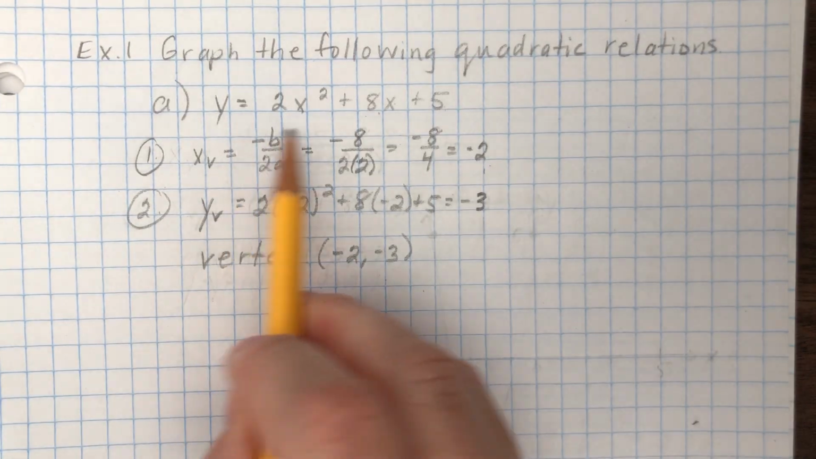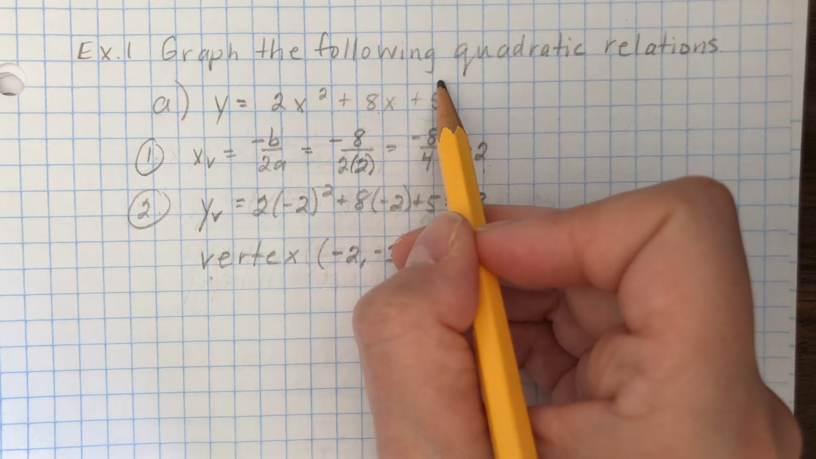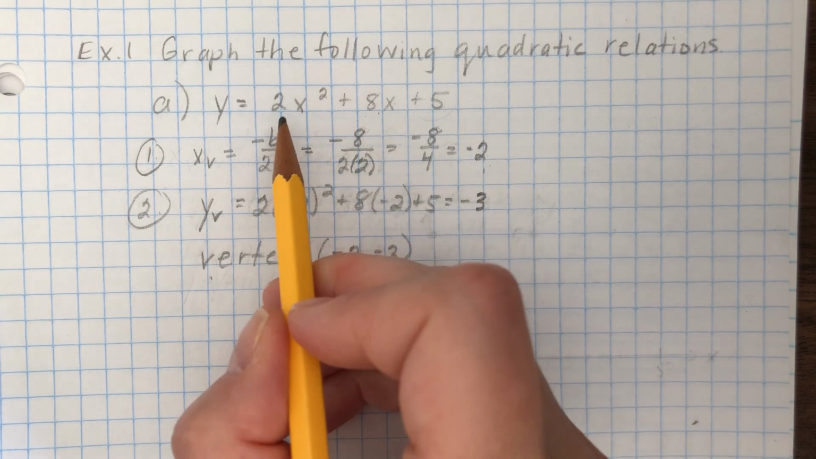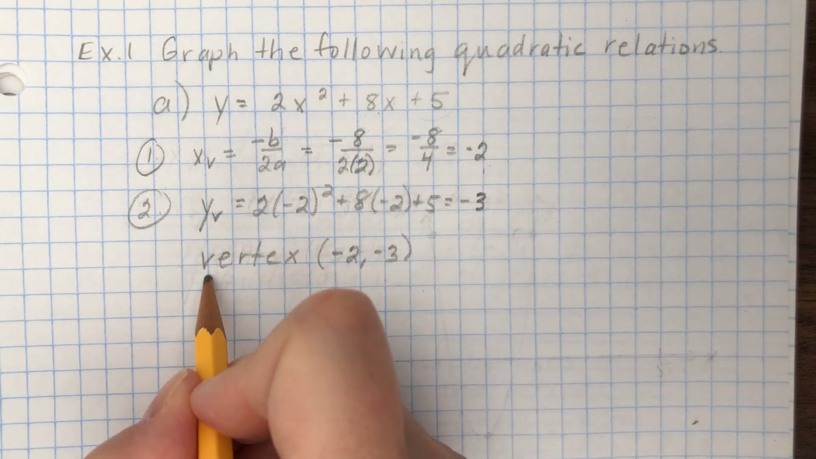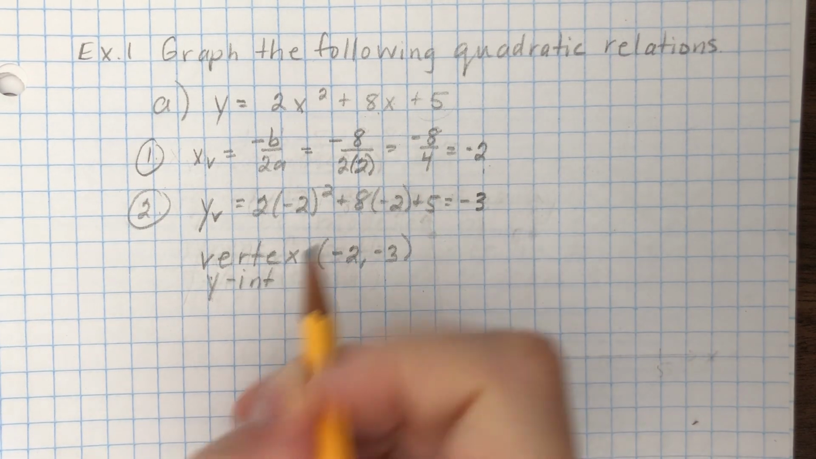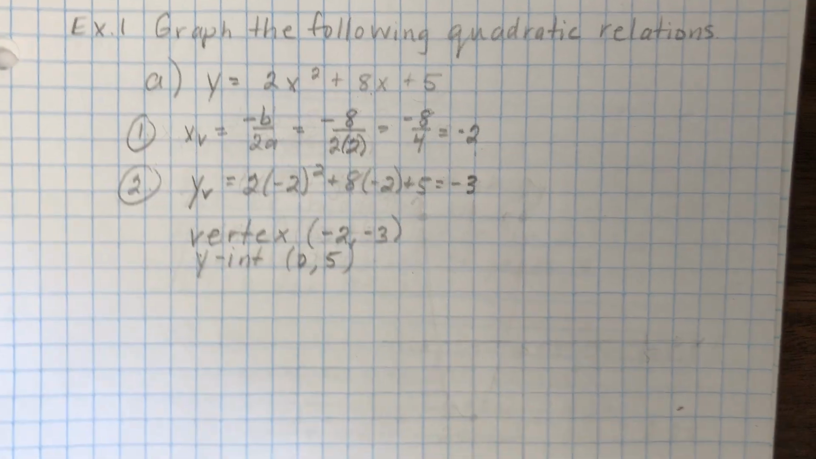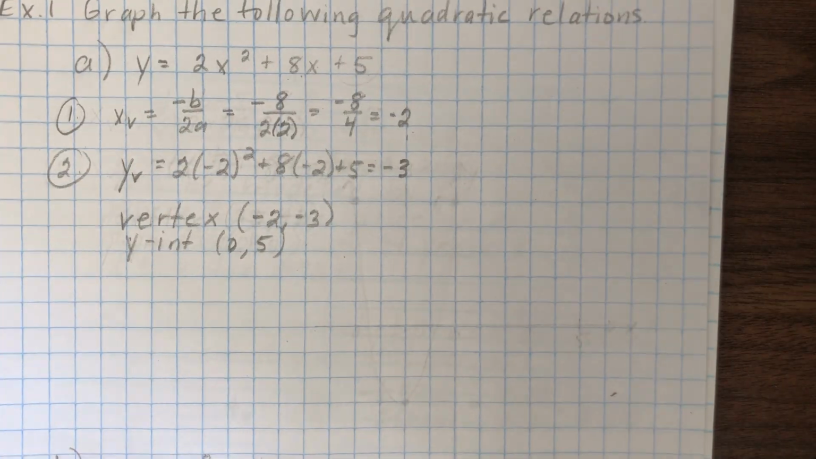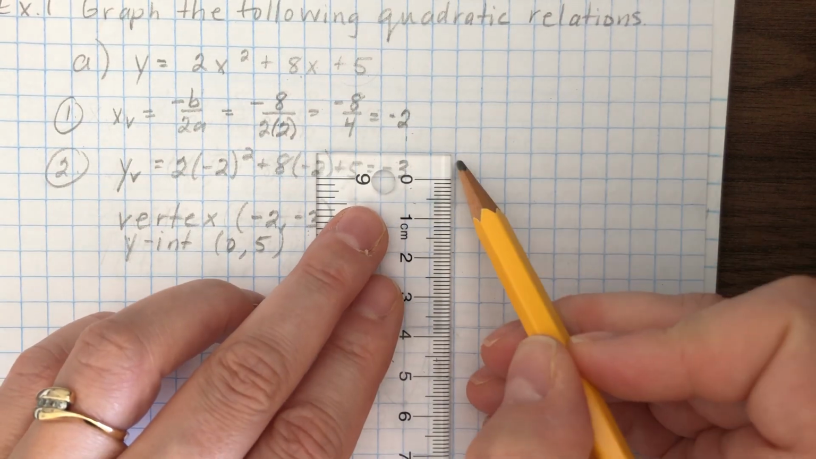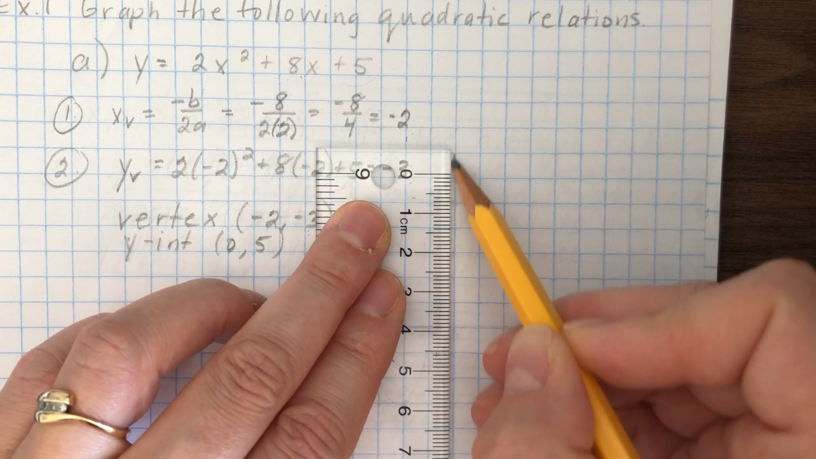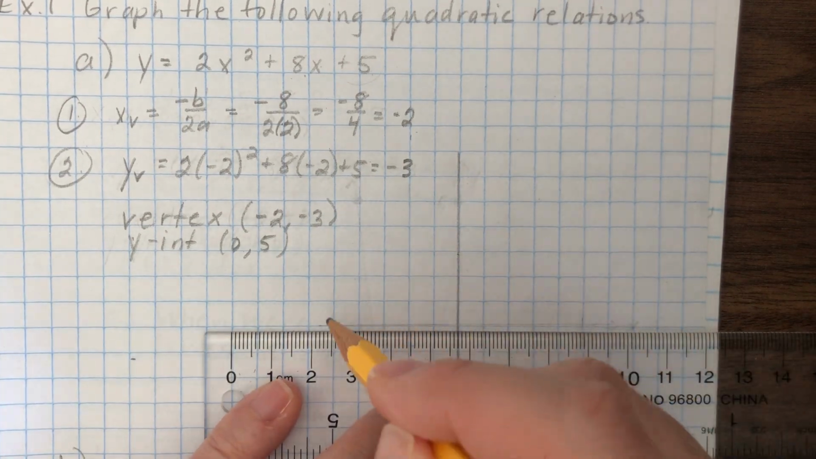From the relation, we also know that the y-intercept is 5. That's the value of c, and that is because when x is equal to 0, the first two terms will go to 0, leaving us with 5. So the y-intercept is 0, 5. So this is the information that we have about the parabola. Two points: one is the vertex, and then we have a point that's going to be to the right of the vertex. So we're going to plot them in the next step, step 3.